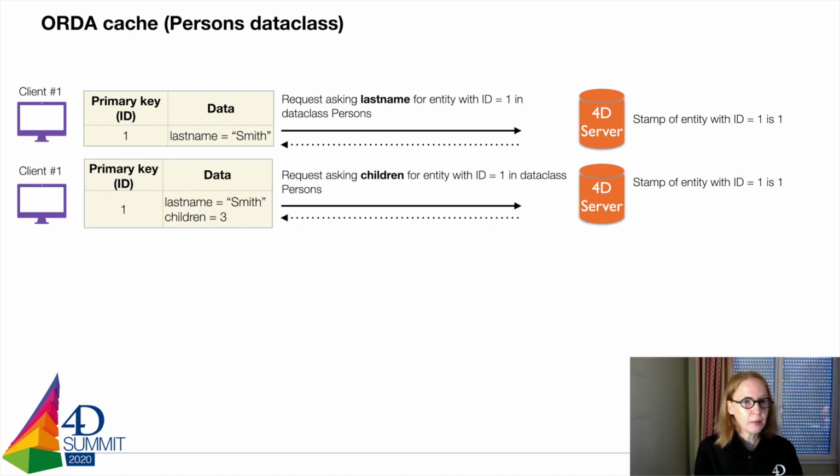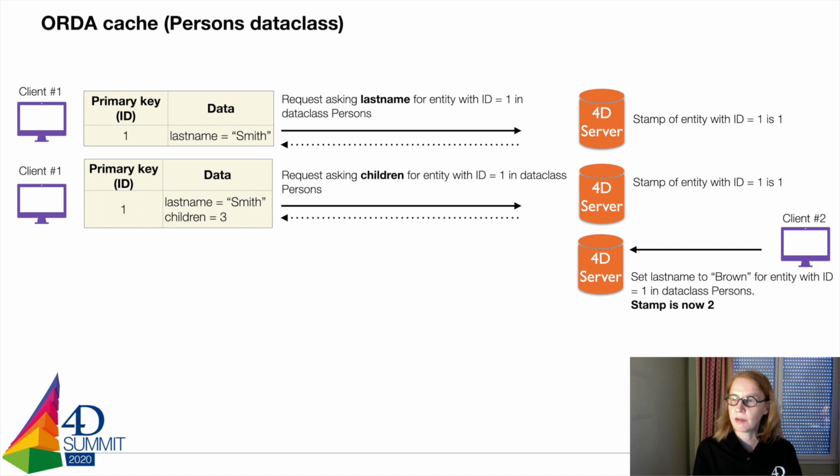The second time, the same client requests children for the same entity, and the attribute is loaded in the ORDA cache. We have last name and children in the ORDA cache. Then another client, client number 2, updates the last name for the same entity, and this causes the stamp of the entity to change. It is now 2.